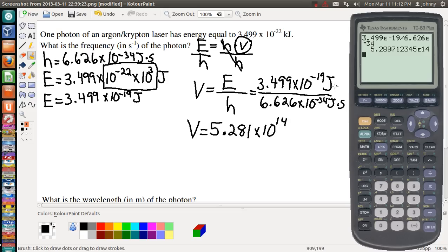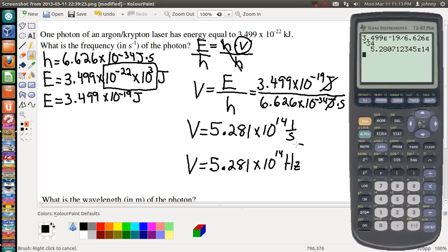Now let's check out our units here. The joules will cancel each other out, leaving us with 1 over a second. Now we all know that 1 over a second is the same thing as s to the negative 1, which is also the same thing as a hertz. So just to be good sports and to have proper manners in science, we will write down 5.281 times 10 to the 14th hertz, Hz. Okay?